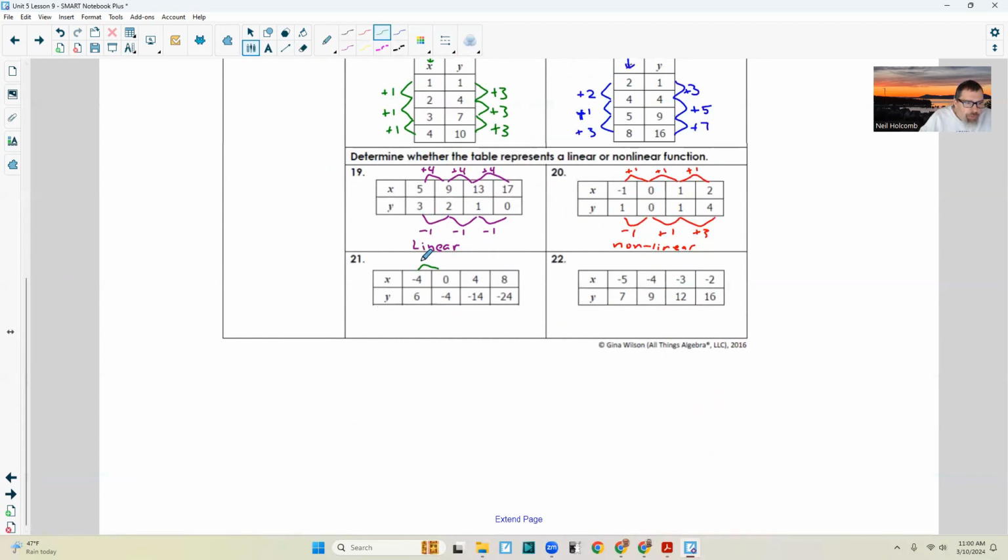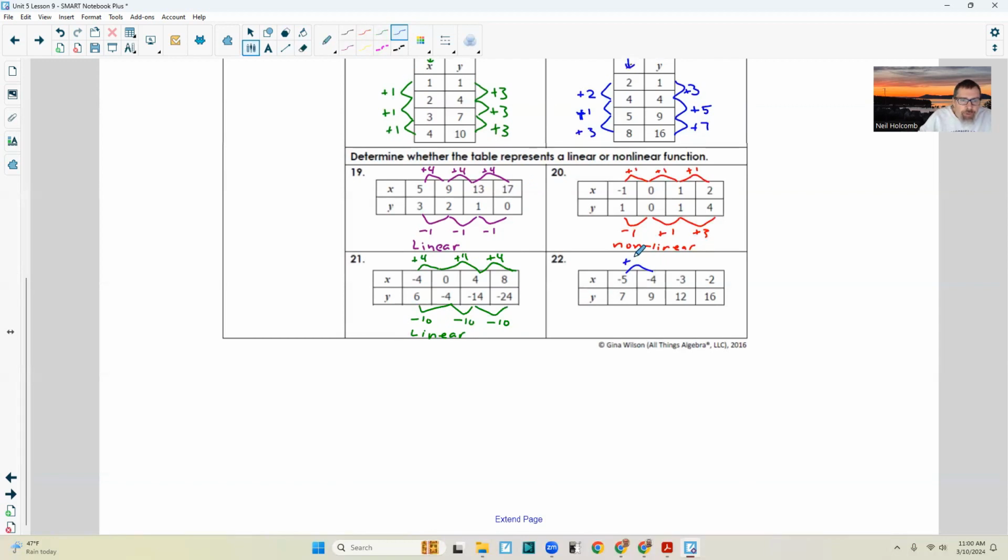To get from negative 4 to 0, we had to add 4. To get from 0 to 4, you have to add 4. To get from 4 to 8, you had to add 4. To get from 6 to negative 4, I had to subtract 10. Negative 4 to negative 14, negative 10. Negative 14 to negative 24, subtract 10. All the same, linear.